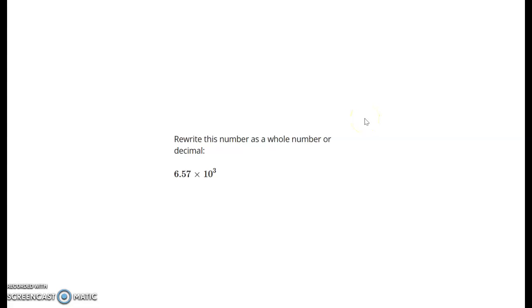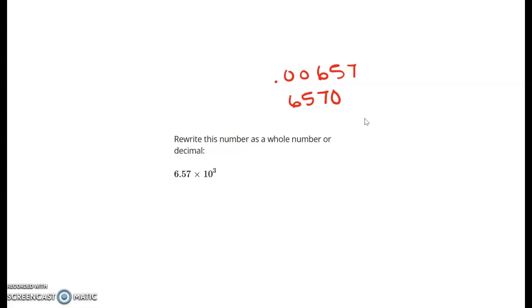We need to rewrite this number as a whole number or a decimal. So they've given us this number in scientific notation, and we need to write it as a whole number. I think a lot of the confusion can come if this is going to be a number like 0.00657 or 6,570. That's where the confusion can come.